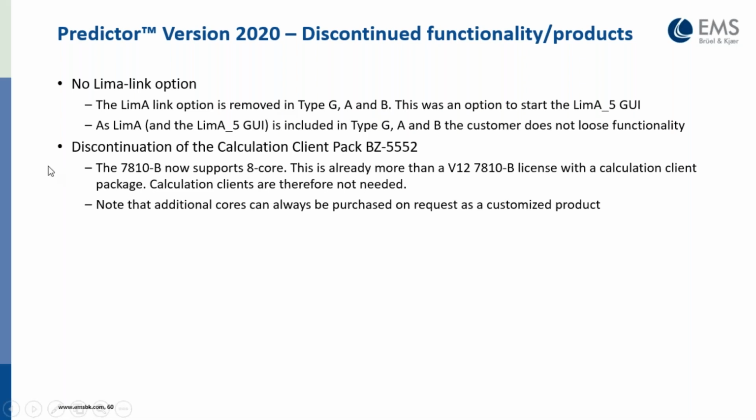So that makes sense. We also discontinued the calculation client package because the 7810B now already supports 8 cores, and that's much more than an additional calculation client. So in fact, you do not need any calculation client package anymore. So it's a much more cost-efficient solution, the 7810B configuration. If you have a 16-core computer and you want to utilize all 16 cores, then you can purchase additional cores support as a customized product.